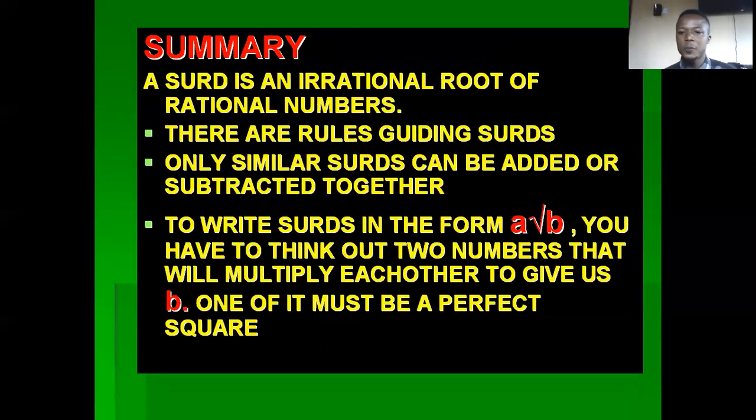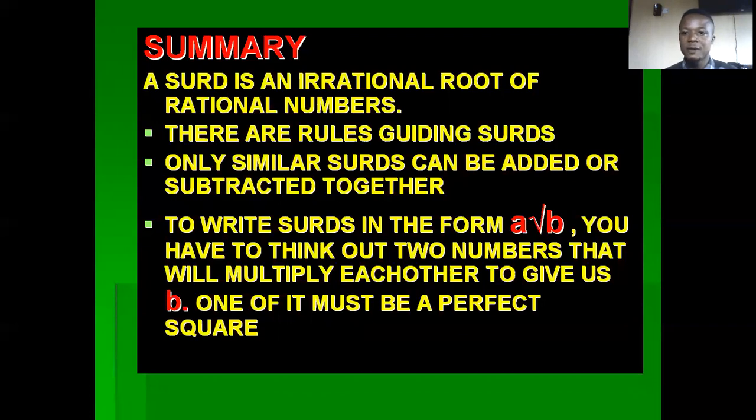Okay, at this point in time, I have to summarize the lesson. A continuation will come up in the next lesson because there are so many things that are in surds. We just did an introduction today. So a surd is just an irrational root of rational numbers. There are rules guiding surds, of course. The rules will help you to tackle some problems involving surds. Only similar surds can be added or subtracted together.